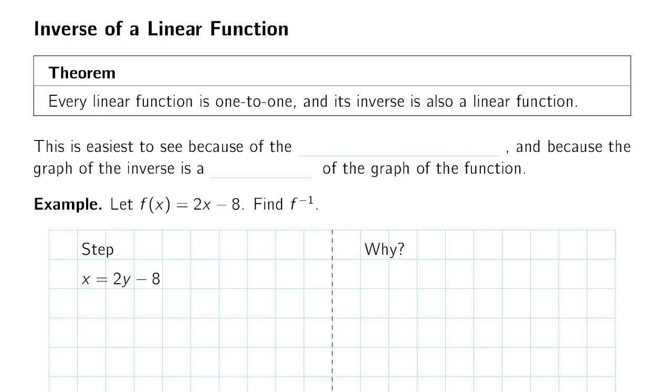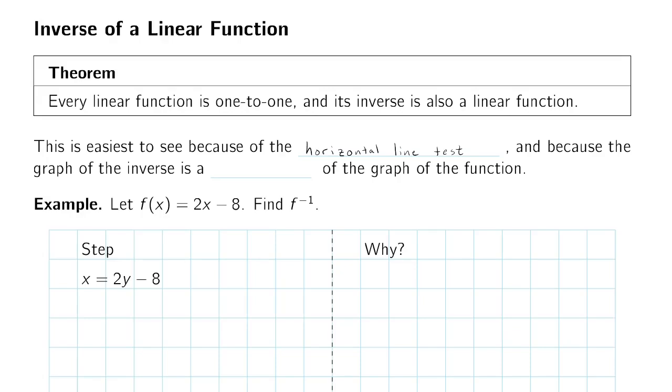Now, one of the very nice things about linear functions is that every linear function is one-to-one, and its inverse is also a linear function. And this is easy to see by thinking about the graph. We can tell that it's one-to-one because of the horizontal line test. That is, any horizontal line will only cross another line one time, because lines can only intersect at one point if they're different lines.